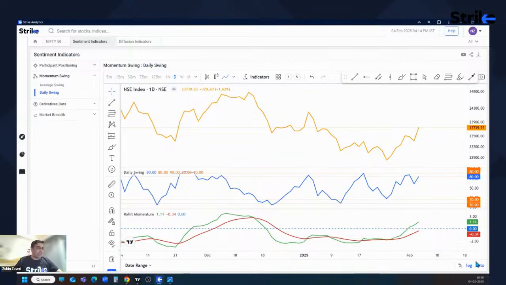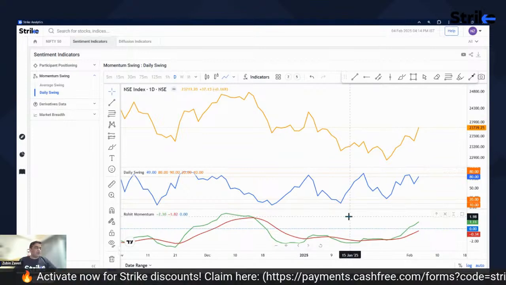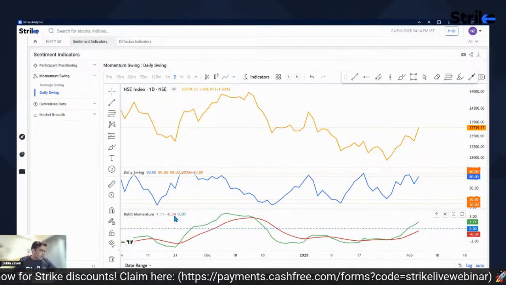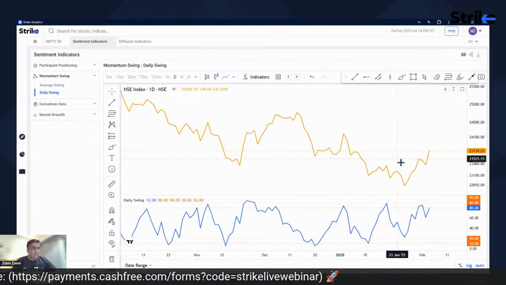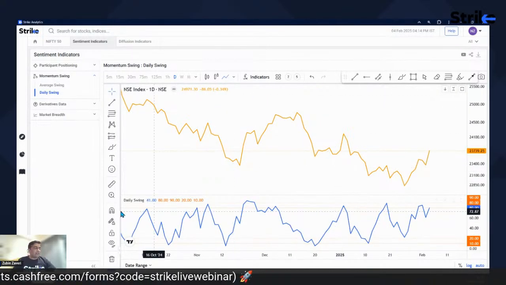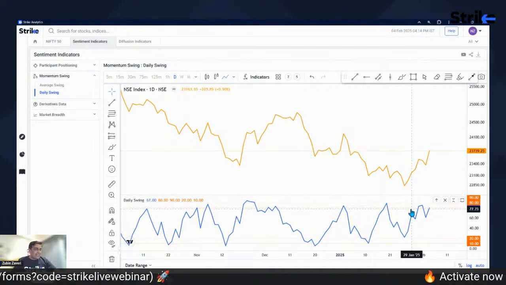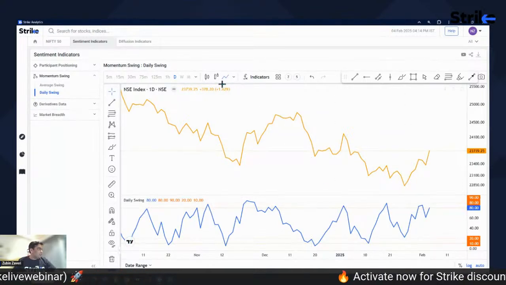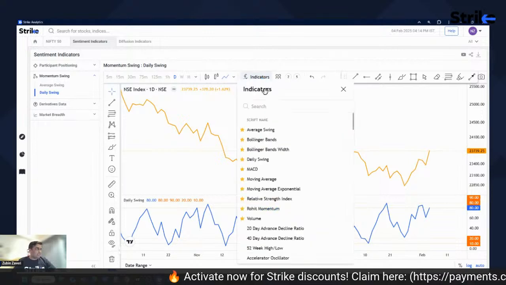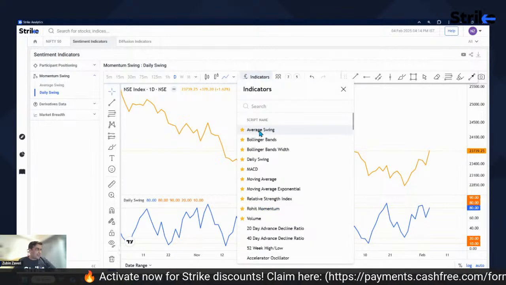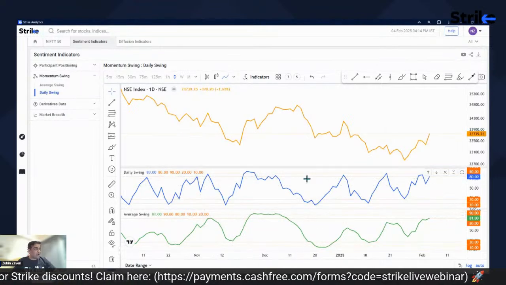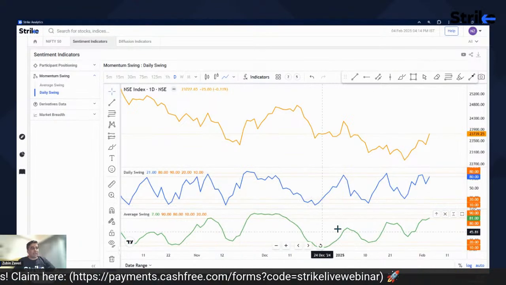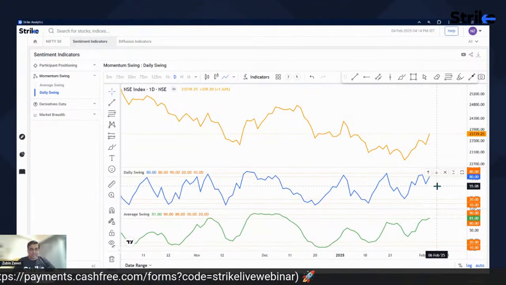Okay. So now, what we generally do is, I'll just take this out over here. On the index, we are concentrating on the daily swing indicator, and then we also have average swing. You can just click on this indicator and you will find average swing over here. Average swing is nothing but the average of the daily swing, so it is a little bit smoothened line.